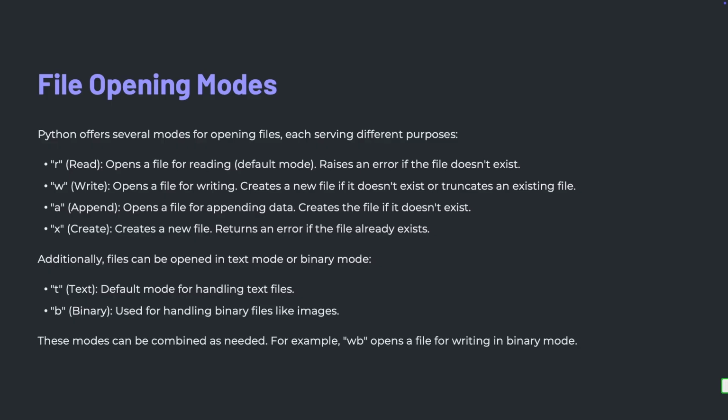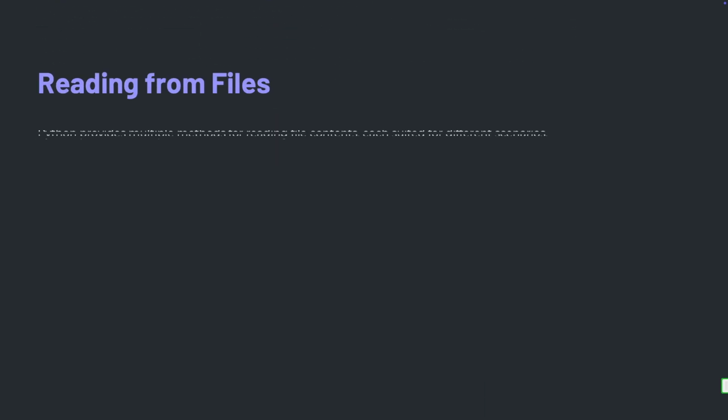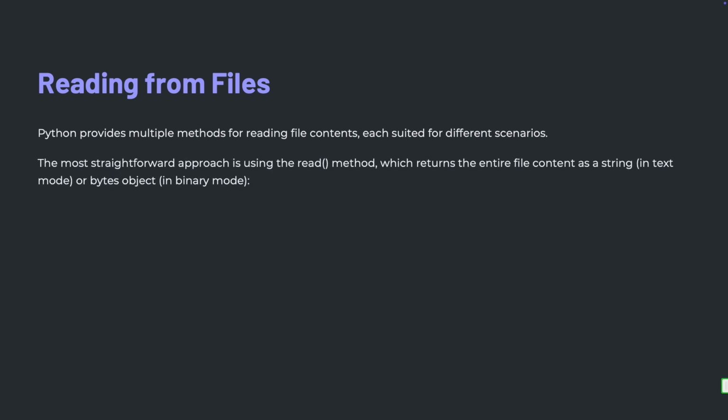Okay, so we've covered the modes. Now let's actually get to work. Once we've opened a file for reading, how do we extract the information we need? The simplest way is to use the read method. If you call read without any arguments, it'll grab the entire content of the file and give it back to you as one big string if you're in text mode, or as a bytes object if you're in binary mode. It's super convenient for small files when you just want to get everything at once.